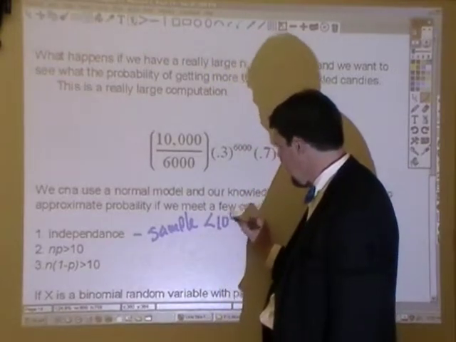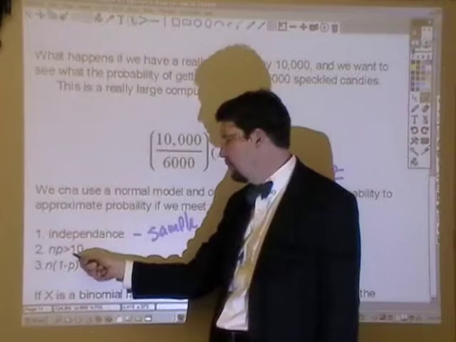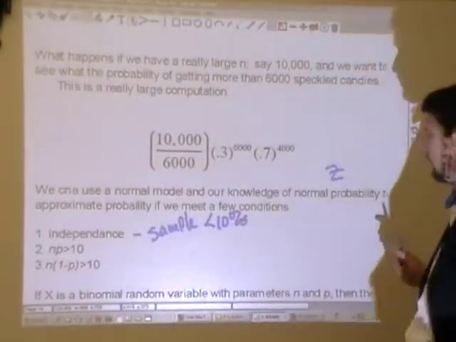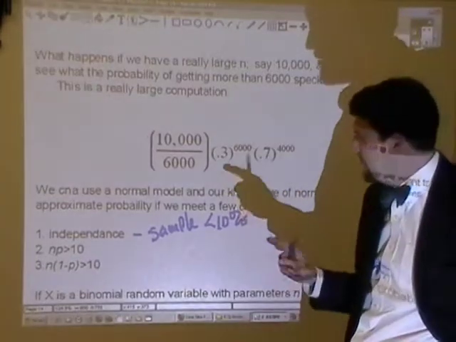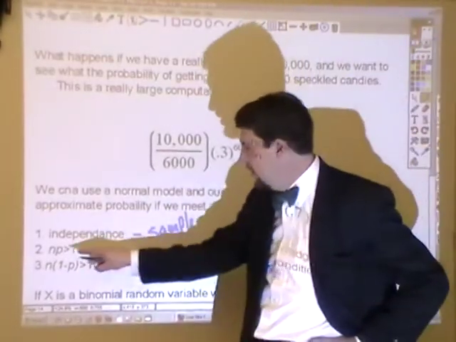Again, the sample is less than 10% of the population. Then we have n times p has to be greater than 10. What is n times p? Let's talk about n times p for a second. N is the sample size times p, the probability of success.